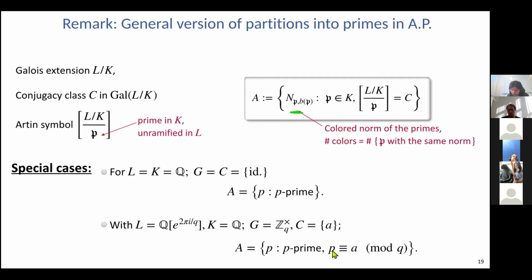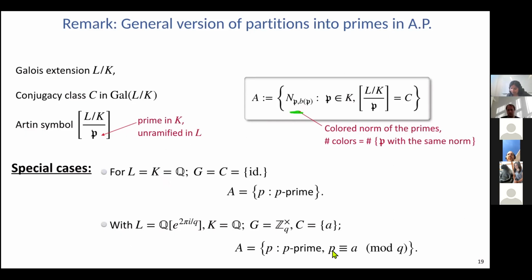Whenever you have the base field K equal to Q, you will have only one color. This is because we have only one ideal of that norm. So once you change your base field K, then you might have more colors, and then the colored partitions get into the picture. But if you are just interested in the base field Q, then this is just a simple partition, not a colored partition. Okay, so this is the special case.